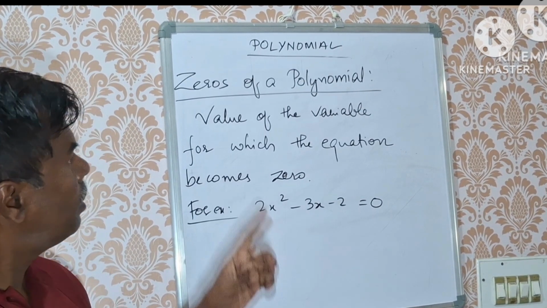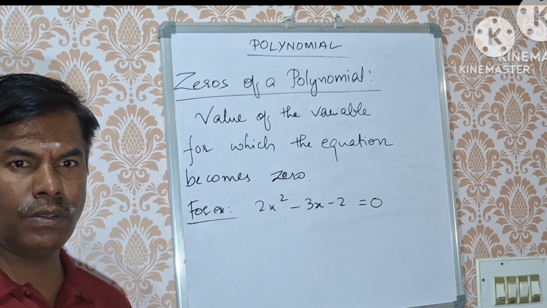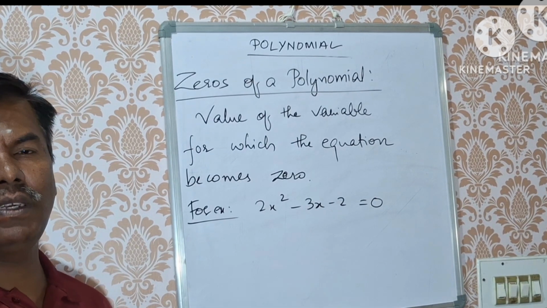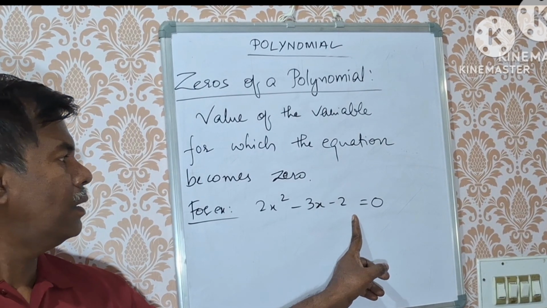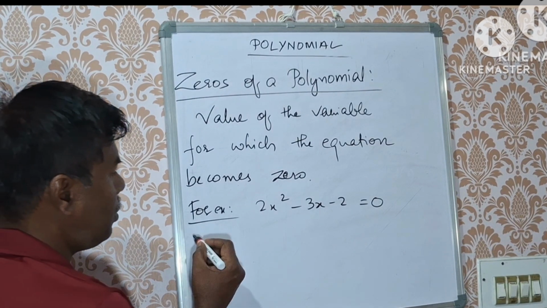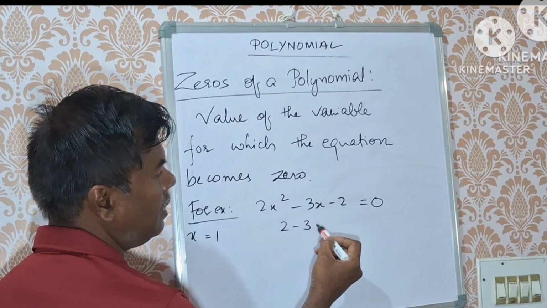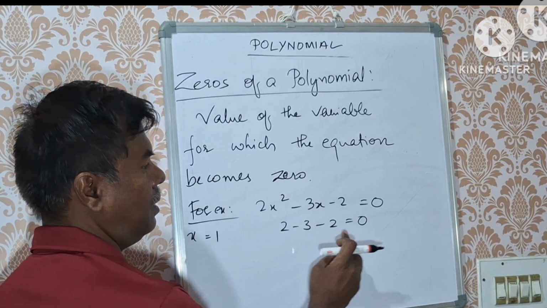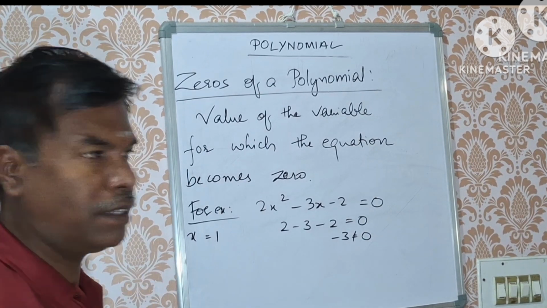Zeros of a polynomial. What are zeros of a polynomial? The value of the variable for which the given equation becomes 0 is called a zero of that polynomial. For example, this is the given polynomial. What value of x gives LHS equals RHS, or 0 equals 0? If I put x equals 1, then this becomes 1 square into 2, 2 minus 3 minus 2. This becomes minus 3. Minus 3 is not equal to 0. Therefore, this is not a zero of this polynomial.